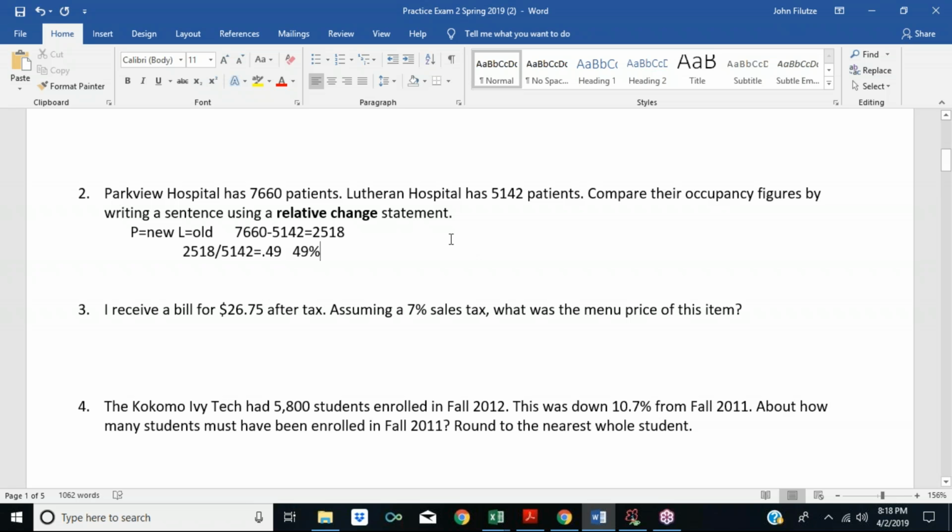Now, if we did it the other way, if we did Lutheran as the new, we'd be subtracting like this. And then we would be getting a different percent. We'd do negative 2518 divided by the Parkview number, 7660. And we would get negative 0.329, which is negative 32.9%. And now this statement would have to be different. So the first one, the 49%, would be Parkview has 49% more patients than Lutheran. This would be Lutheran has 32.9% fewer patients than Parkview. Notice how the percentages are different because, remember, we're dividing by a different number here.